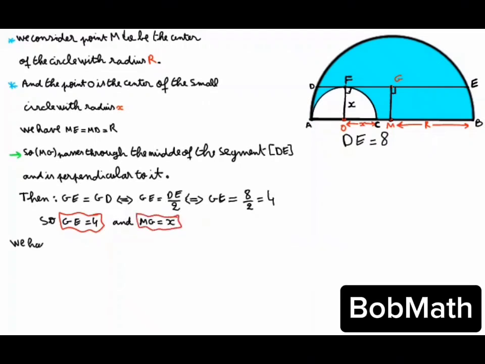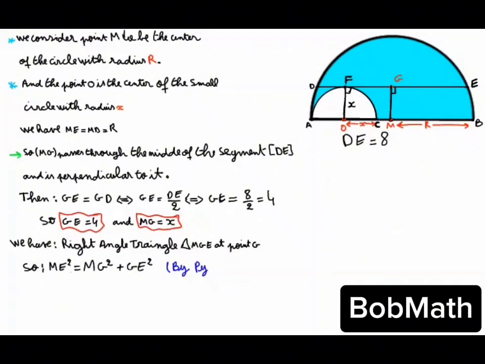We have a right angle triangle MGE at point G. So ME squared equals MG squared plus GE squared by the Pythagorean theorem. So R squared equals x squared plus 4 squared. So R squared minus x squared equals 16. We call this equality alpha.